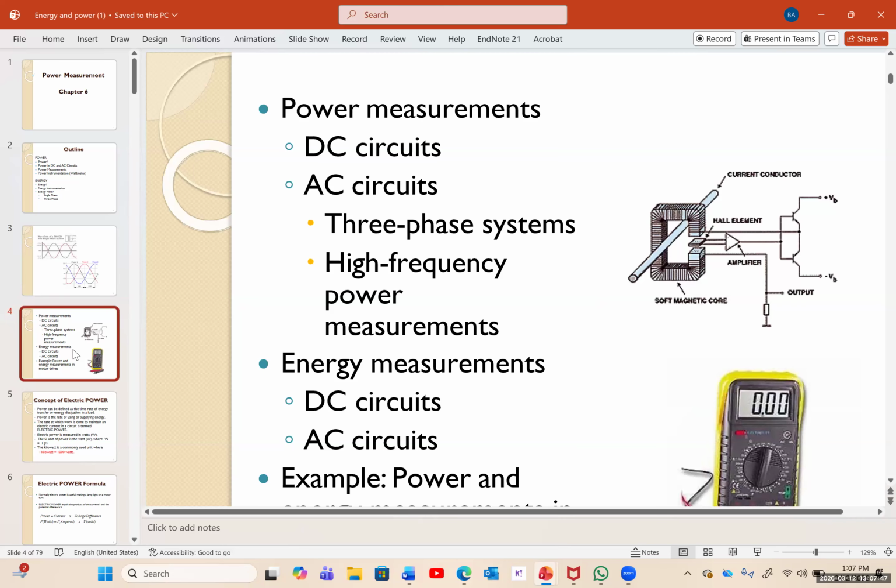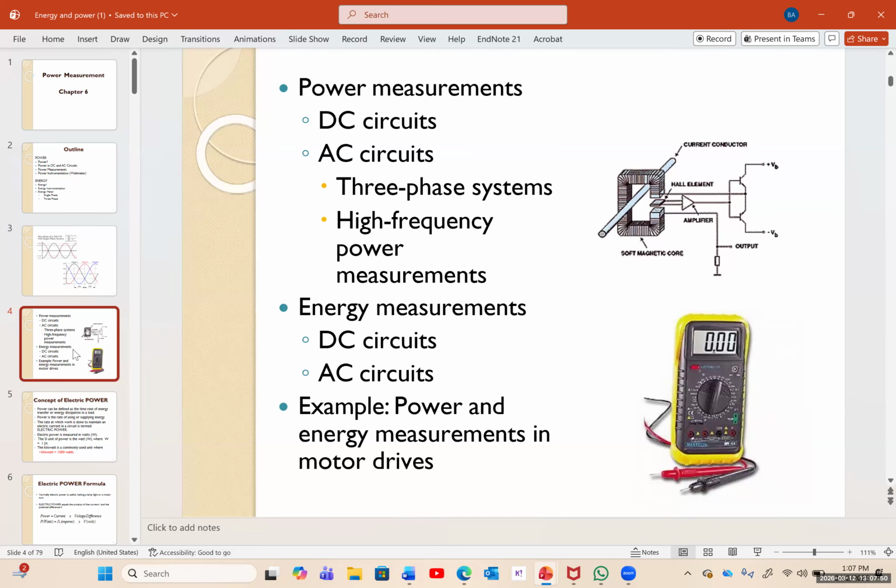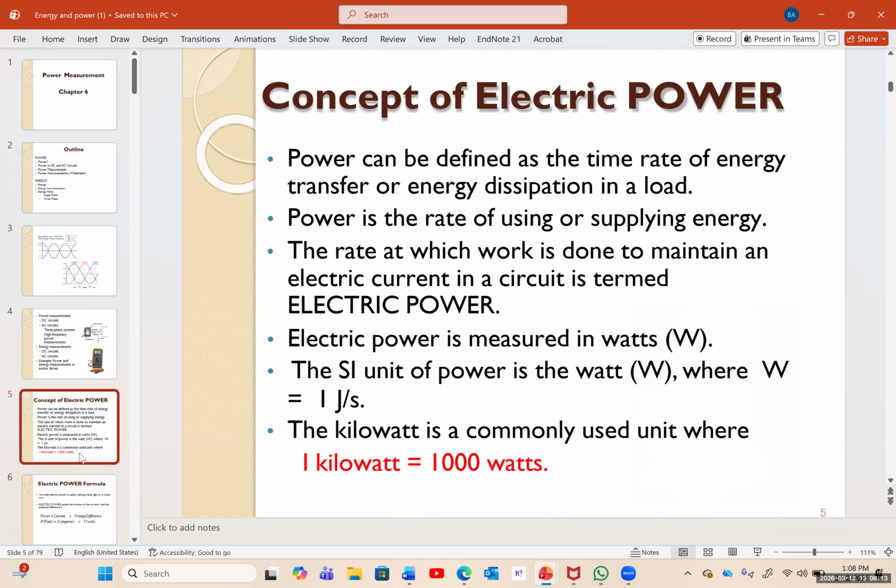Now, some power instruments and measurement tools for measuring DC and AC. For DC circuits, we have a multimeter, digital multimeter. We can use a galvanometer. In AC, we have three-phase systems, high-frequency power measurement systems. And for energy measurement, we have DC circuits, AC circuits, and some examples are power and energy measurements in motor drives. We already mentioned a three-phase system using the 2-watt meter system, 1-watt meter, and so on.